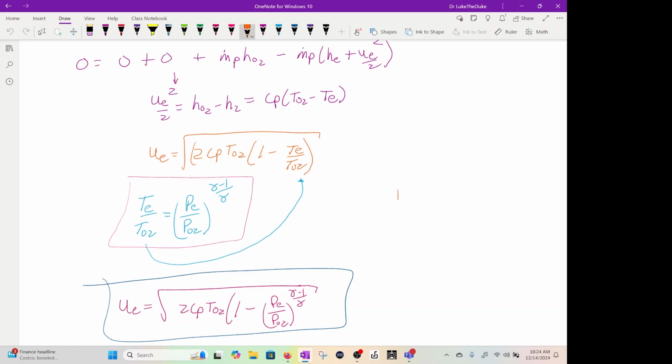Okay, so we have Pe over P naught 2. Okay, we're assuming that the exit pressure is atmospheric, and this will actually be P naught 1, because P naught 1 will equal P naught 2 and will equal P naught at the exit because of isentropic. We're assuming no losses. Okay?